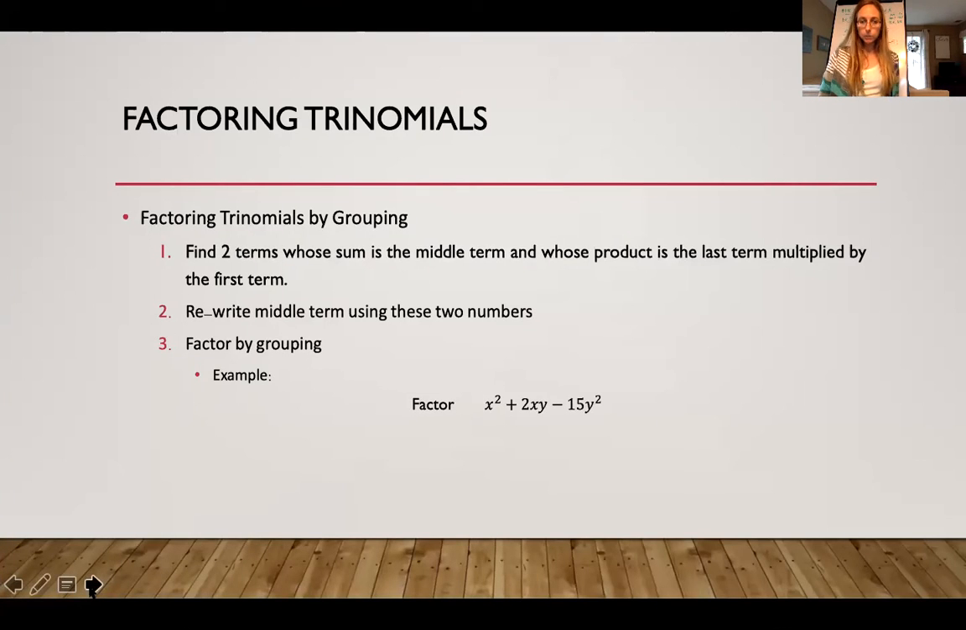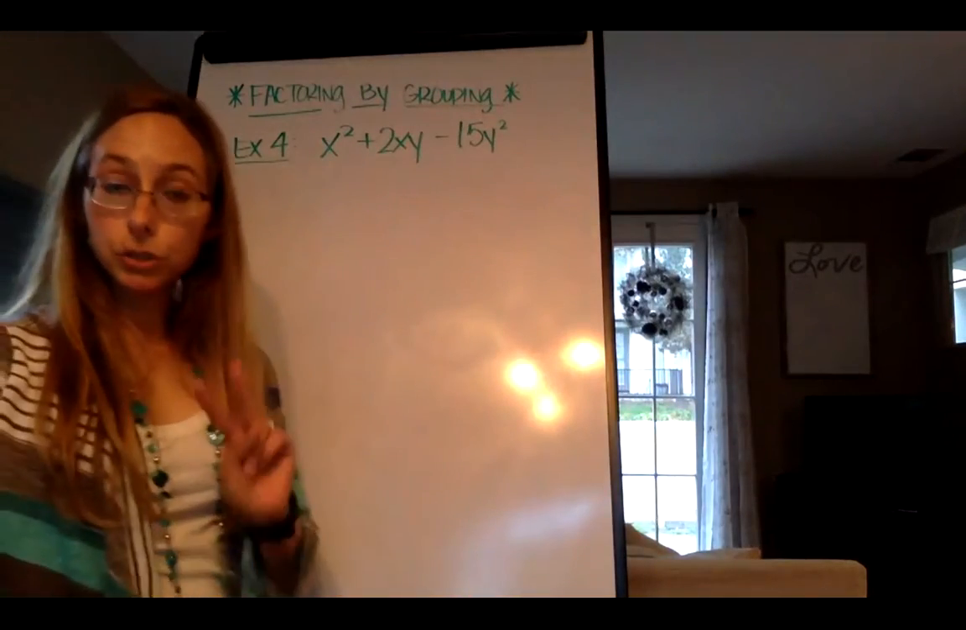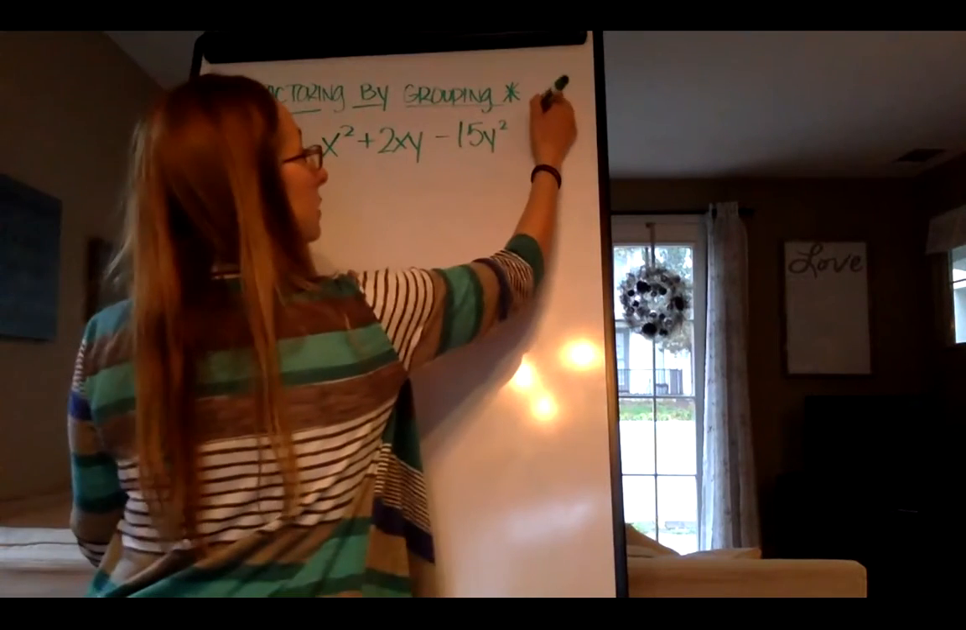All right. What do we have next? We have x squared plus 2xy minus 15y squared. Okay, so we are going to factor x squared plus 2xy minus 15y squared. With it, x squared plus 2xy minus 15y squared. Okay, so again, two terms. We need two terms that add up to 2xy. So it has to add up to 2xy.